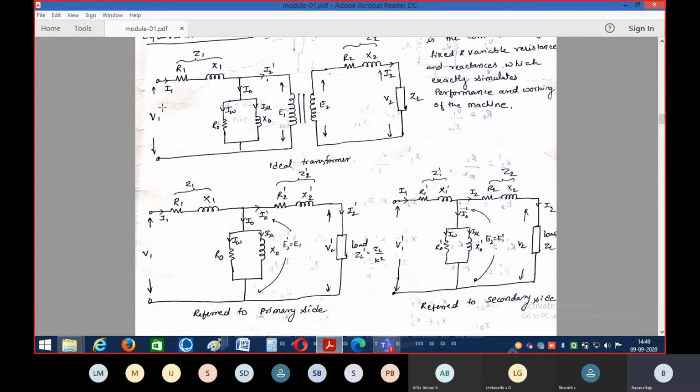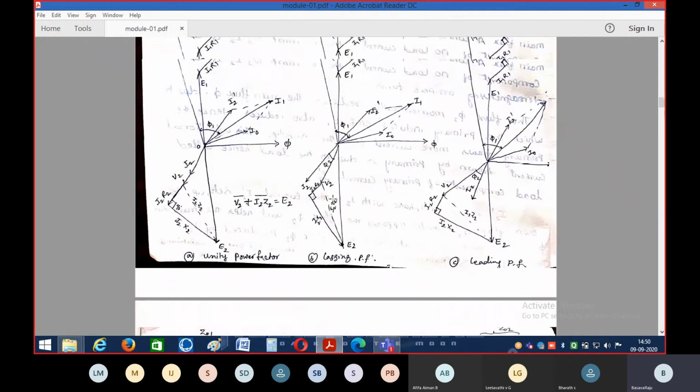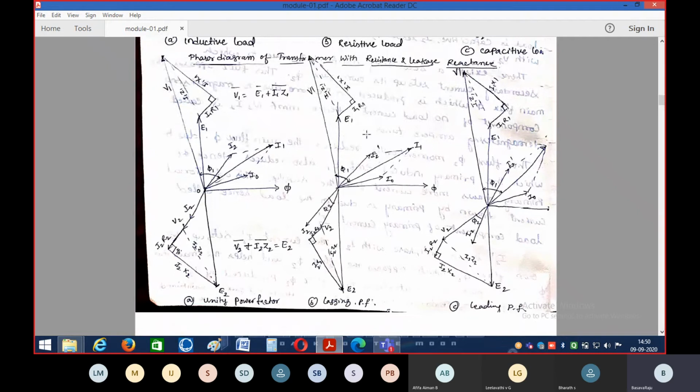So the applied voltage, suppose you are giving 220 volts here, suppose the input voltage is 230 volts, and the induced voltage equals 220, then the remaining 10 volts will be the voltage drop across these two elements R1 as well as X1. So can I write the value of V1 is equal to E1 plus I1 into Z1? Yes, I can write. Similarly, with respect to the secondary winding, V2 plus I2 Z2 is equal to E2. So if you know these equations, then simply we can represent these vector diagrams.